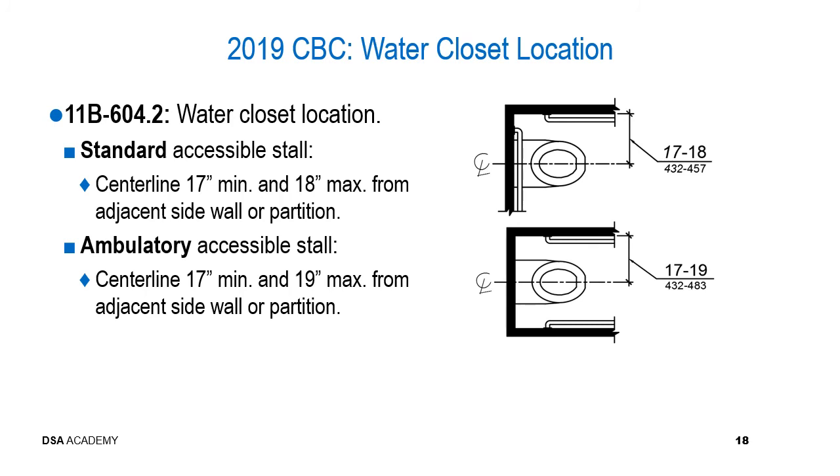Regarding water closet locations in 11B-604.2, we have the same types of requirements that we had during the last code cycle. For a standard accessible stall, the center line is to be 17 inches minimum and 18 inches maximum from the adjacent side wall or partition. For those that are considered to be ambulatory accessible stalls, then the center line is to be 17 inches minimum and 19 inches maximum from the adjacent side wall or partition.